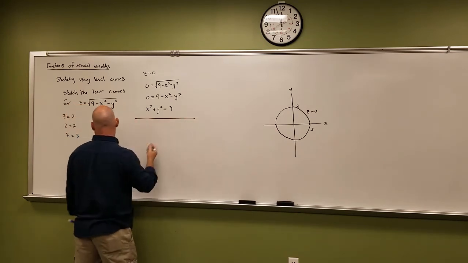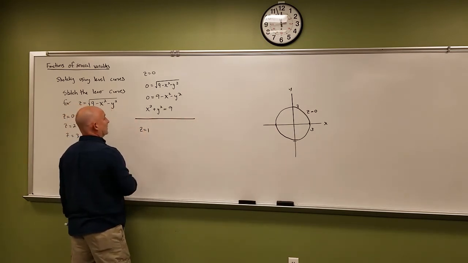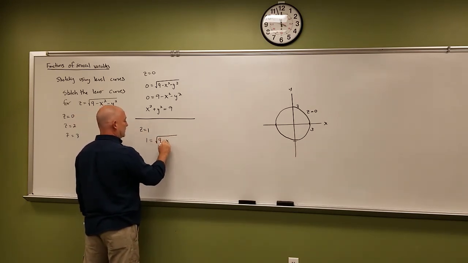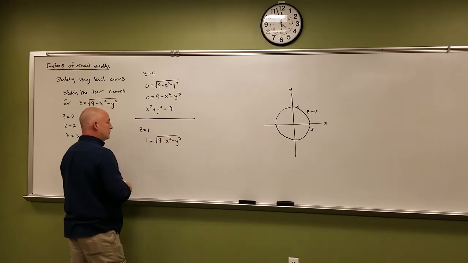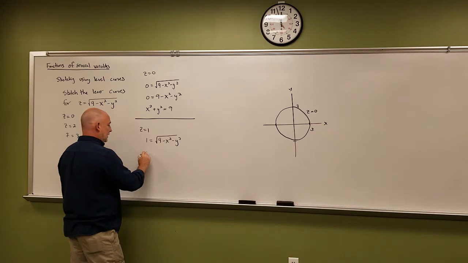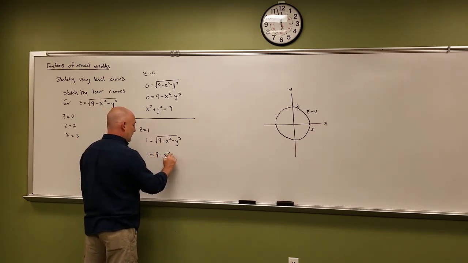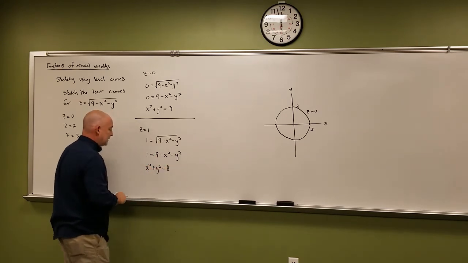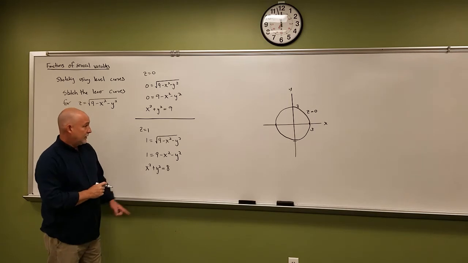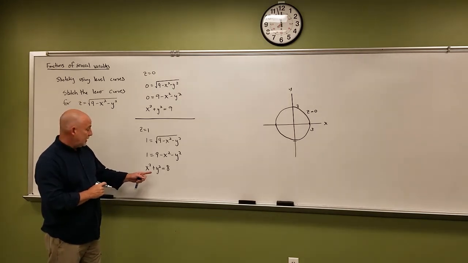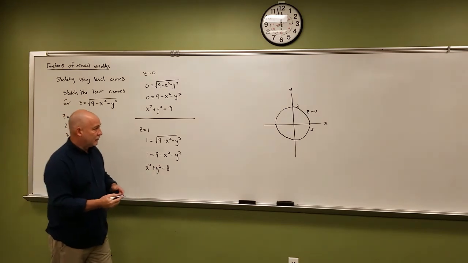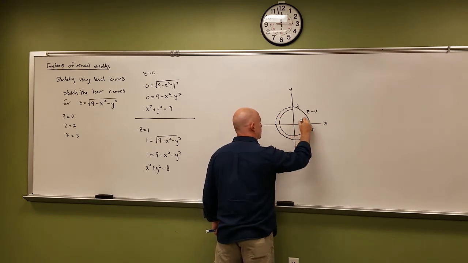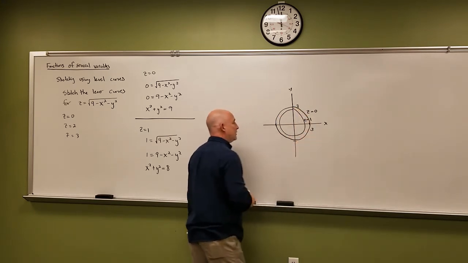And then you do it again for some other values. So let's do z equals 1 real quick. If z is equal to 1, then 1 is equal to the square root of 9 minus x squared minus y squared. You do the exact same thing: square both sides, move everything around, and we get x squared plus y squared is equal to 8. So this is a circle of radius square root of 8, about 2 square roots of 2. So somewhere in here, at z equals 1, we'd have another circle.